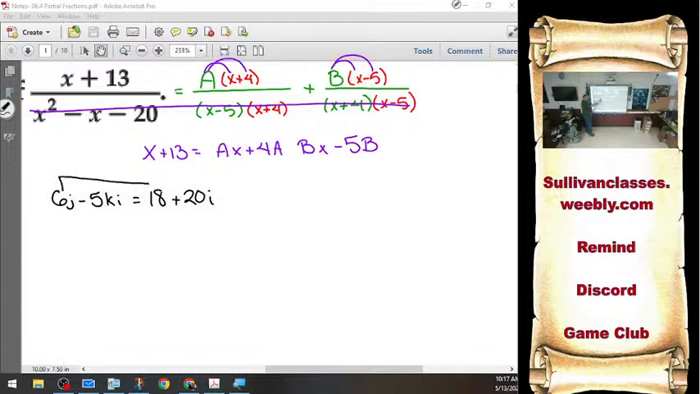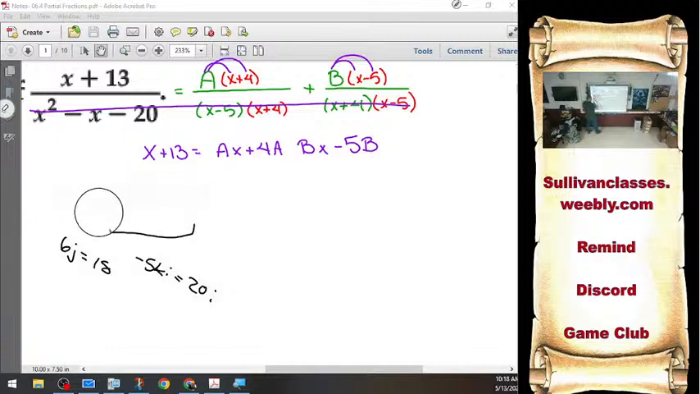Put your real friends with your real friends. Put your imaginary friends with your imaginary friends. Right? The imaginary part won't have anything to do with the real part. So I would say 6j is 18. I would say negative 5ki is 20i. Can't you just divide to find j and k?